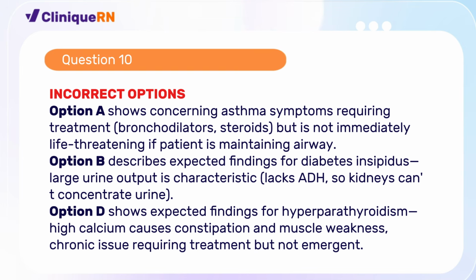Option B describes expected findings for diabetes insipidus. Large urine output is characteristic, as the client lacks ADH so the kidneys can't concentrate urine. Option D shows expected findings for hyperparathyroidism. High calcium causes constipation and muscle weakness, a chronic issue requiring treatment but not emergent.